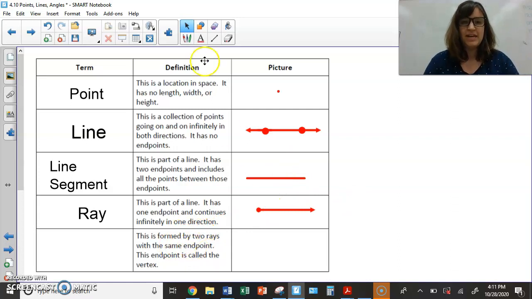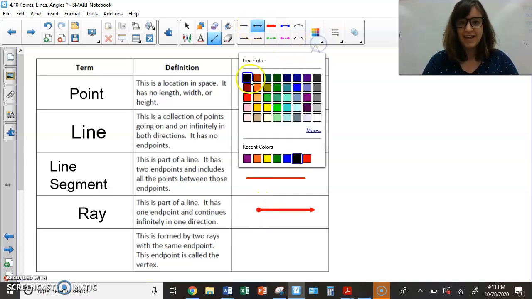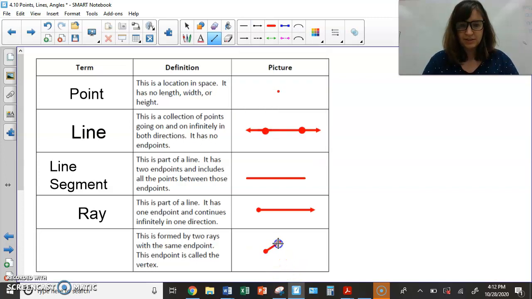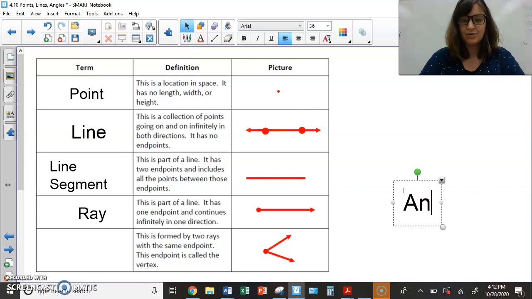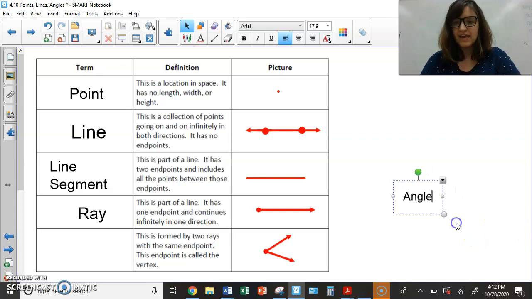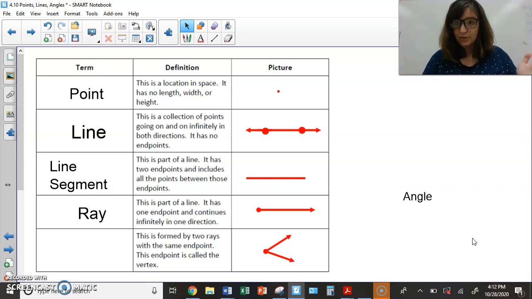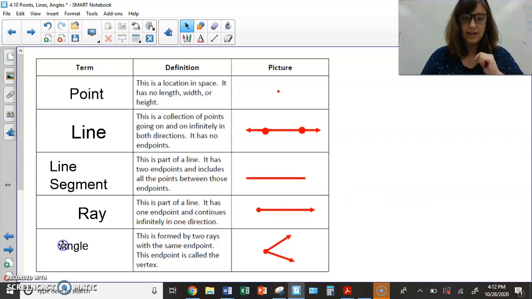The very last one is formed by two rays with the same endpoint. So this is our endpoint right here, and it actually shares an endpoint. So it looks like this, and these can take many different forms. So these are called angles. Angles can be different sizes, okay? Angles can be really, really wide open, and so they can be called obtuse angles. They can be really, really tiny with a small opening, so they could be called acute angles.